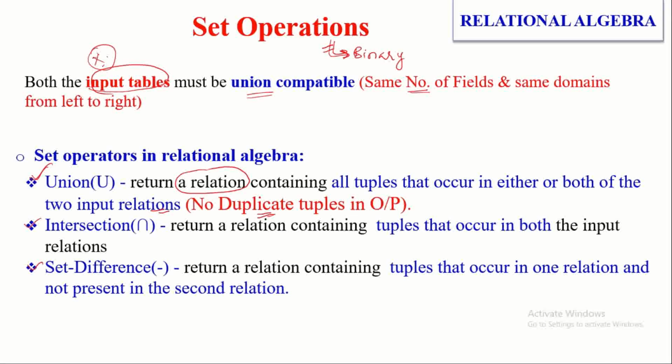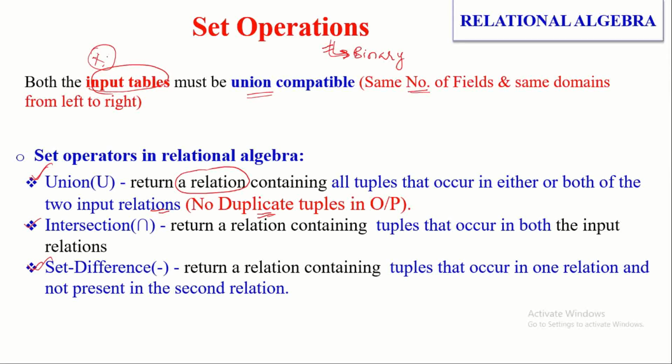Whereas coming to the intersection operator, it produces the output relation that contains tuples that occur in both the input relations. Whereas coming to the set difference operator, it returns a relation that contains tuples that occur in only one relation and do not present in the second relation. Okay, let us now discuss these operators with suitable examples.